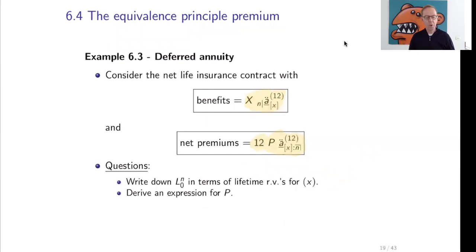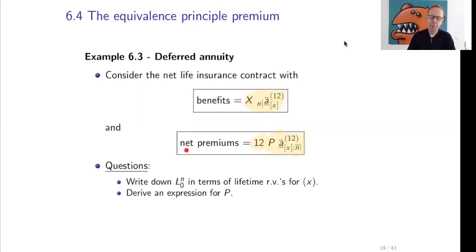Let us now go to another example, example 6.3, which is a deferred annuity. So we consider the net life insurance contract with benefits X times n| ä_x^{(12)}. What does that mean? It's a deferred annuity. The annuity on the person of age x only starts in n years from now. So it only starts at age x plus n. There is a payment per year of amount X, but this payment is paid in 12 terms. So that means the pension per month is X over 12.